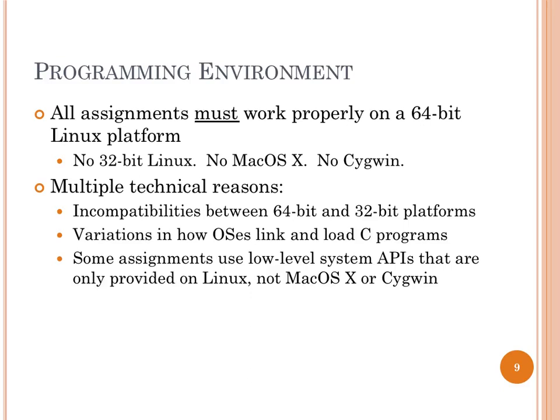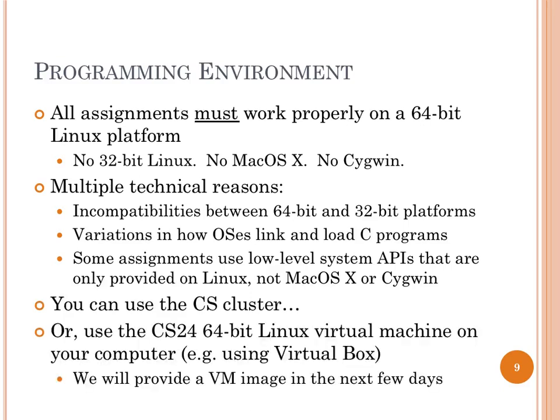And so basically what we do in this class is ask that you either use a CS cluster or the 64-bit Linux virtual machine image that we will provide for you at some unspecified point in the future. Okay? It turns out that assignment 1 is basically all C, so you could do that one on any platform pretty much. You didn't hear me say that, but it is true. We will still grade it on a 64-bit Linux platform.